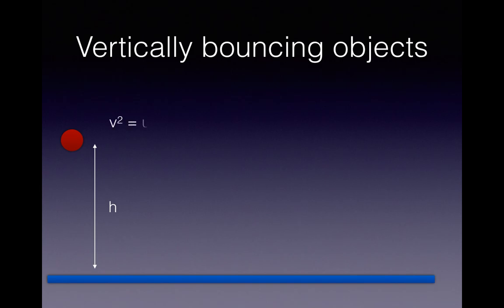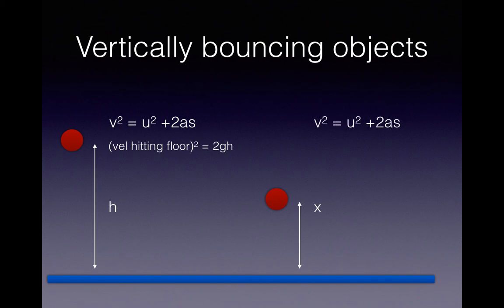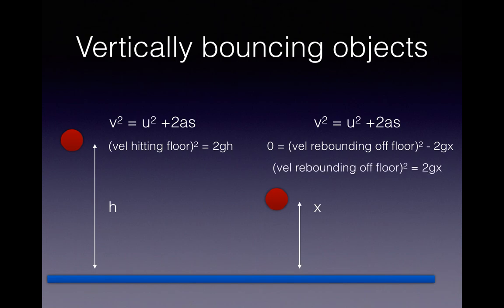So in general, what we have is v squared is equal to u squared plus 2as. And to calculate the velocity that it hits the floor with, squared, that's going to be equal to 2gh because the ball falls from rest. Then the ball might rise to a height h, it'll rise to a lower height because there's some energy lost. And if we apply v squared is u squared plus 2as again, we'll get 0 for the velocity at the maximum height, equal to the velocity rebounding off the floor squared minus 2gx. Okay, if I rearrange the one on the right, it gives me that formula.